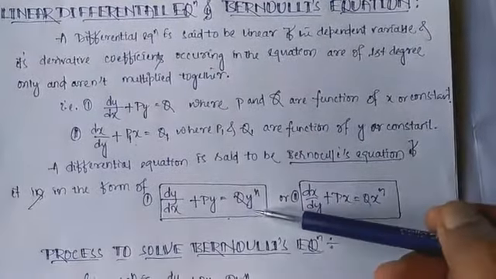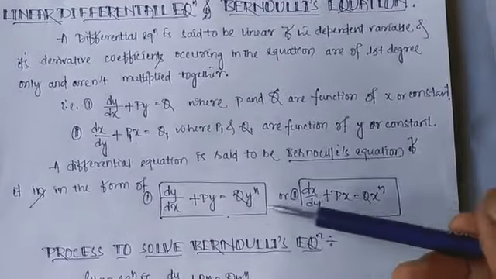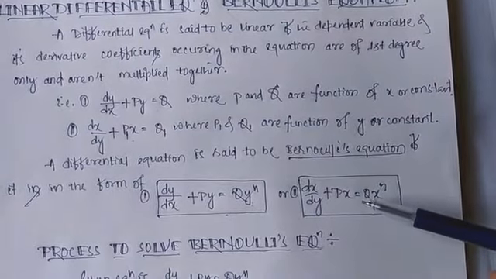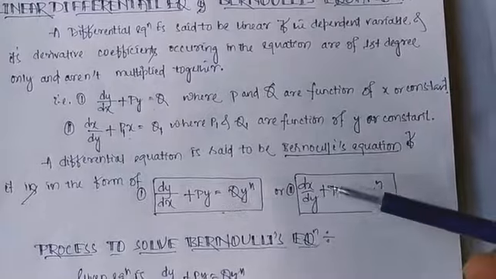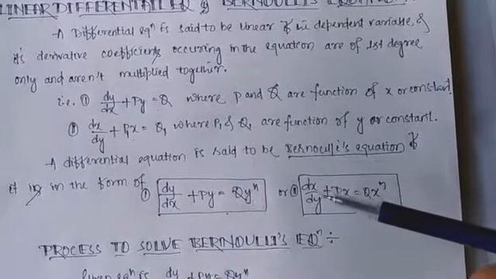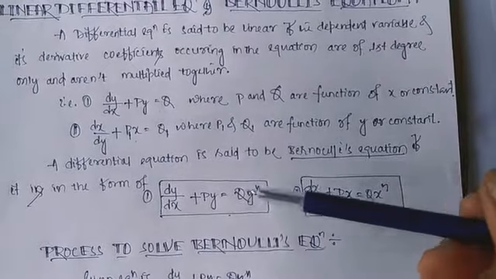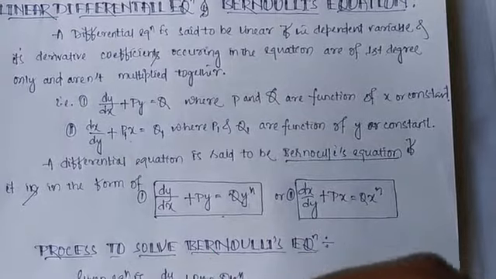So that is one type of Bernoulli's equation, and the second type is dx by dy plus px equal to q into x to the power n. So these are the two types of Bernoulli's equation. How to solve this Bernoulli's equation using the concept of linear differential equation, we will discuss that.